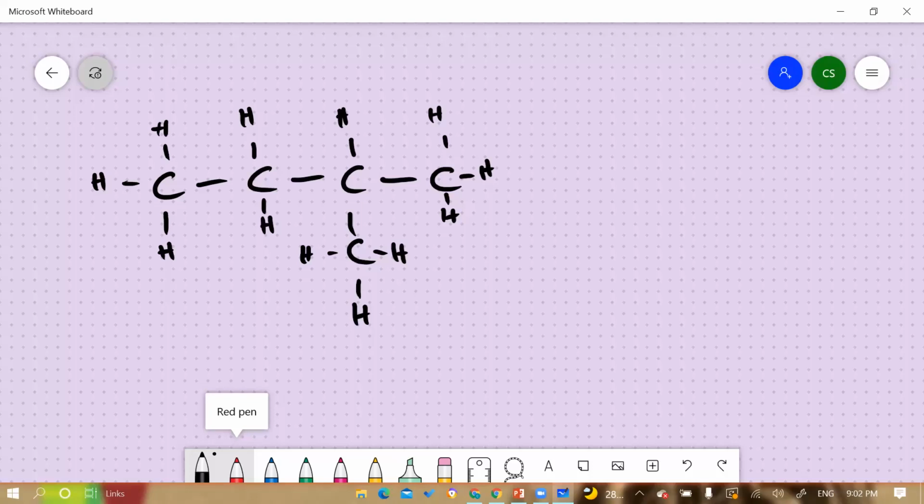After you identify the longest chain, figure out if it's an alkane, an alkene, an alkyne, haloalkane, carboxylic acid, whatever. Identify the homologous series. How are you going to identify the homologous series? Look for the functional group. Then identify whether the compound has a branch or not.